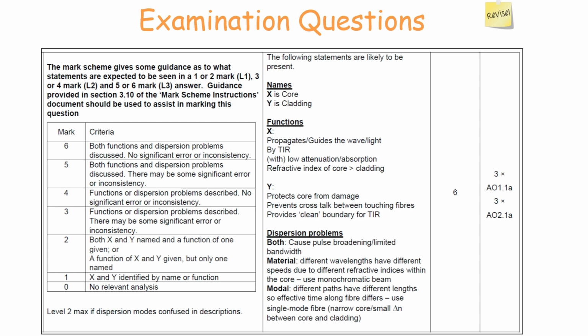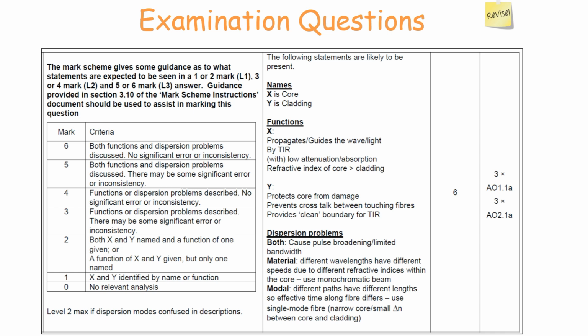Now Y, the cladding, prevents the core from damage. It prevents crosstalk between touching fibres, i.e. it stops the light waves going into different optical fibres and crossing over the information, and it also provides a clean, nice boundary for total internal reflection. Now the problems with modal and material dispersion are as follows. Both of them will cause pulse broadening and both of them will cause a limited bandwidth.